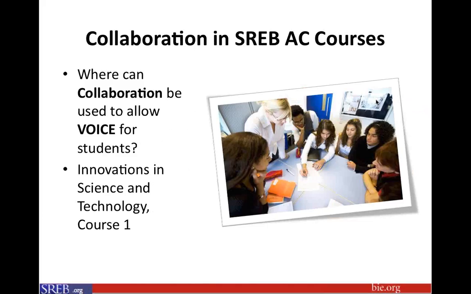And if we look at a specific SREB Advanced Career course here, the Innovations in Science and Technology course, you can see that in action. And I just want to walk us through that briefly so that we can see that. For those of you not familiar with this Science and Technology course, students are tasked as engineers to work with the Peace Corps in thinking about ways to develop cheap and easily assembled devices to harness ocean wave energy in order to provide electricity to schools on the coast of Senegal. Very authentic, interesting real-world project with a global connection.